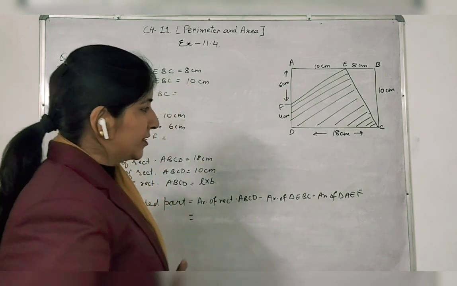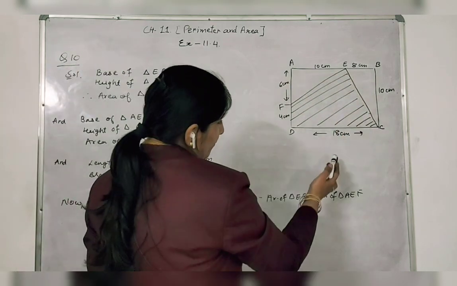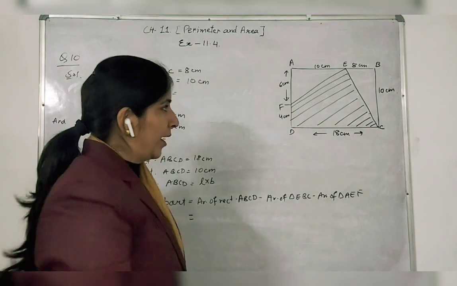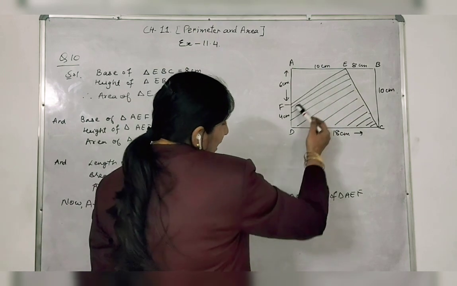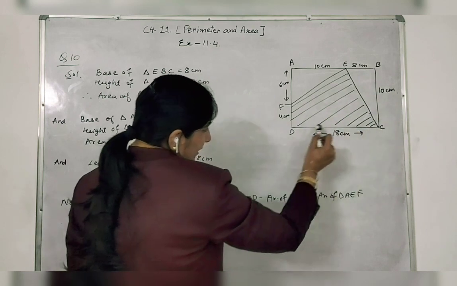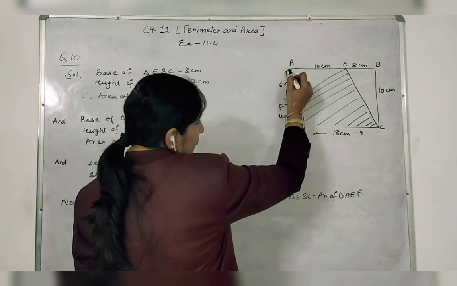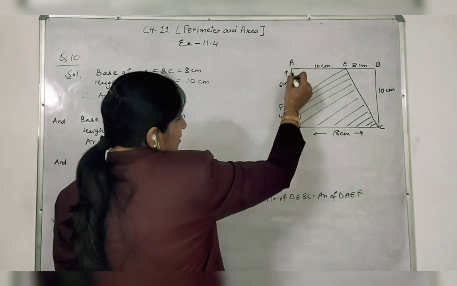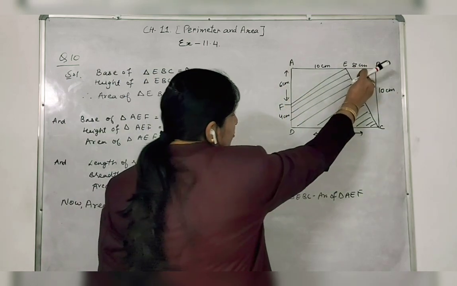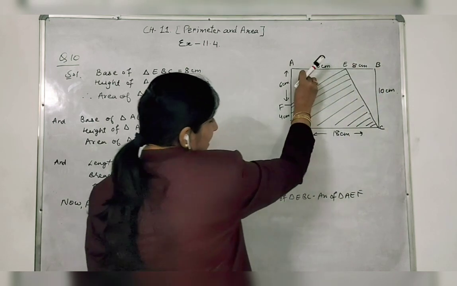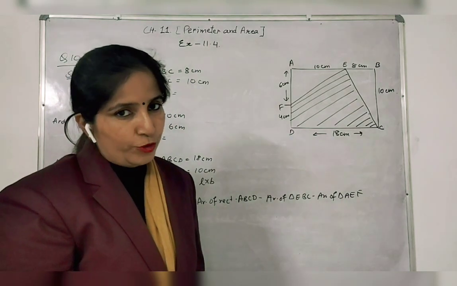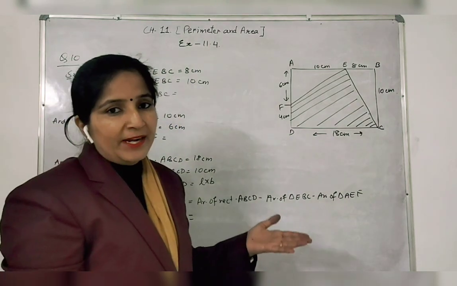Now just observe this figure. This is a rectangular figure with the length and breadth. So we can easily calculate its area if we require. To calculate the area of the shaded portion, what we can do? We just calculate the area of this rectangle and we can subtract the area of these triangles. You can see this is a triangle and this is also a triangle. If we subtract these two areas from the complete area, we can get the area of the shaded portion.